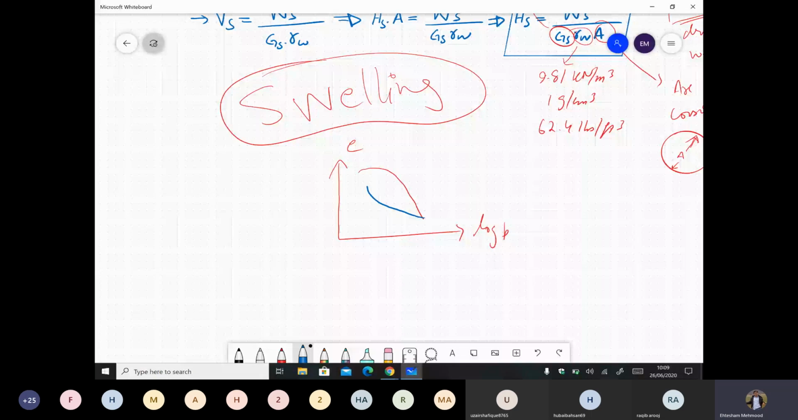So the slope of the loading curve is called CC, and the slope of this portion, we draw it in a diagonal position, is called CR. That is the recompression index. So CR is the recompression index. Let me draw it once again in a clearer way.